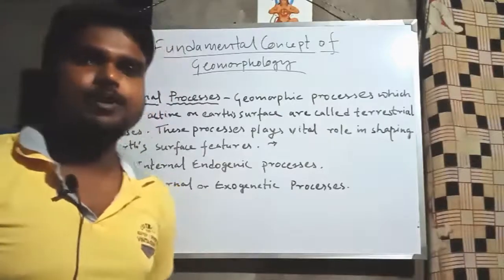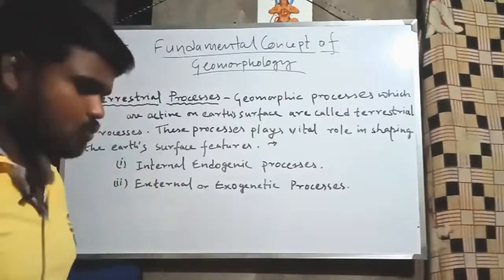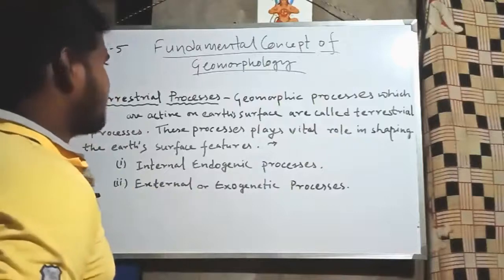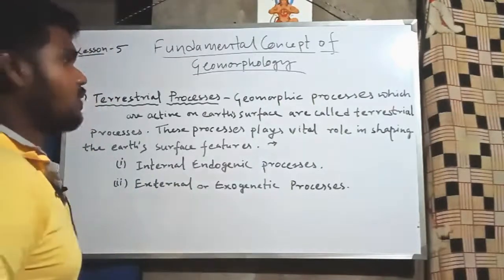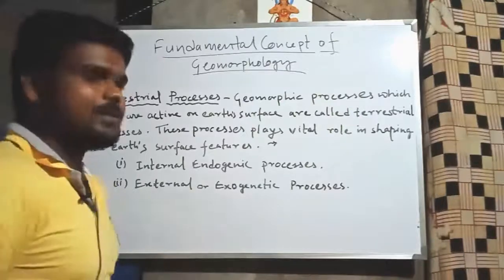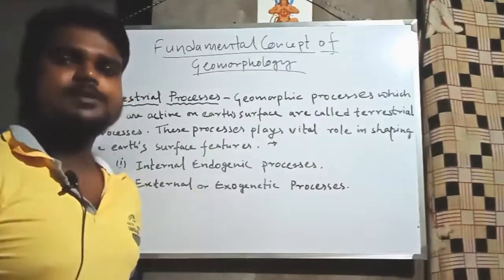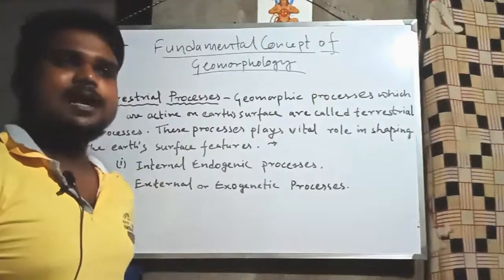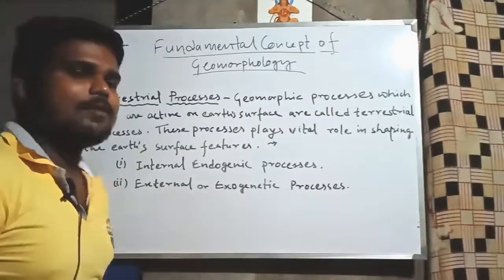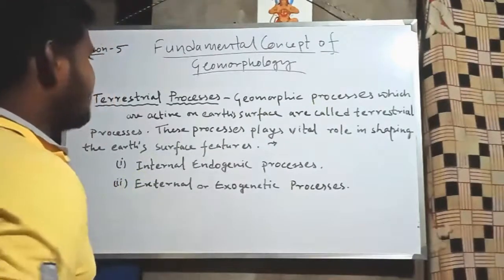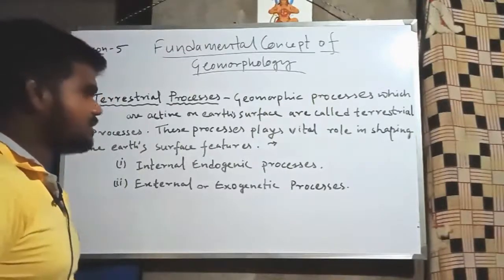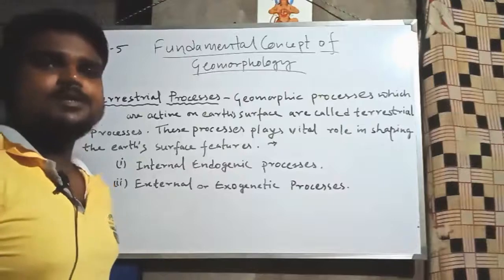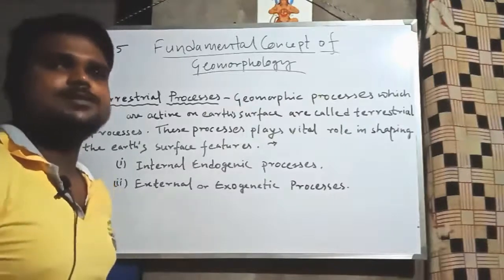Now we are going to know about the terrestrial processes. So what are the terrestrial processes? Geomorphic processes which are active on Earth's surface are called terrestrial processes. That means the geomorphic processes are also known as terrestrial processes, and they are usually active on the landform or Earth's surfaces. These processes play a vital role in shaping the Earth's surface features.